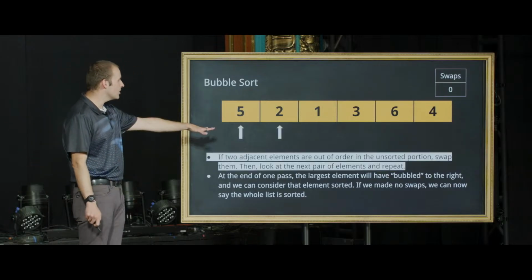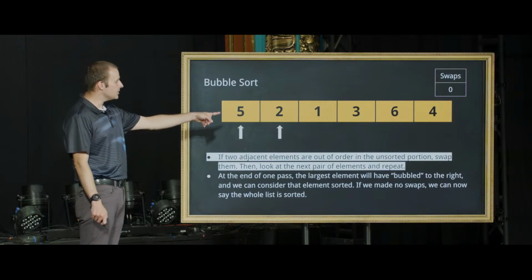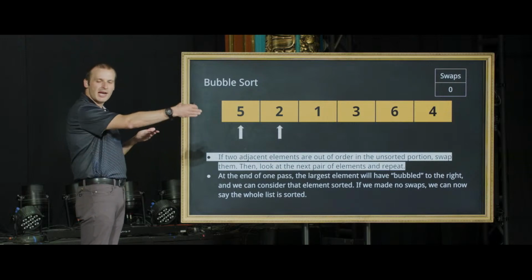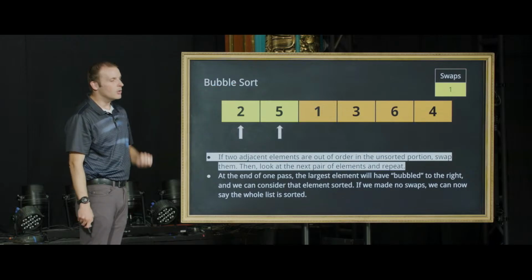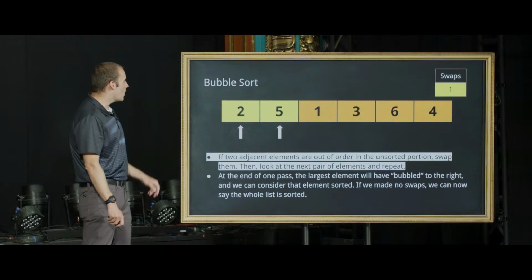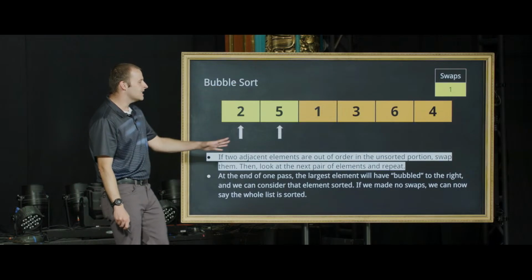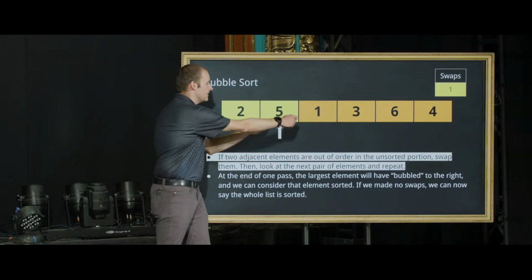So let's see. We're going to start by looking at this pair of elements, 5 and 2. If we're imagining this being sorted left to right in increasing order, we need to swap them. And so we will exchange the position of those two values and make note that we have made one swap in our swap counter. Now we look at the next pair. The next pair is not 1 and 3. The next pair is 5 and 1.